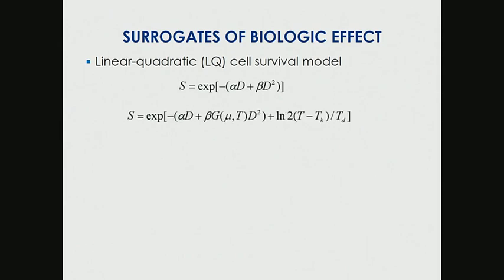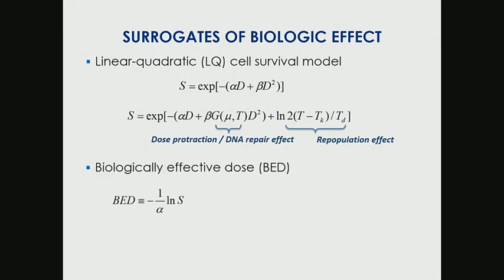But anyway, the simple version of the LQ model applies to acute irradiations. For protracted dose delivery used in LDR brachytherapy, a generalized version has to be used so that some of the time-related biological processes, such as cell repopulation during the treatment and also DNA damage repair, can be included. Now, one can do the study using this formalism, however, in practice, the so-called biologically effective dose introduced by Professor Jack Fowler is often used.